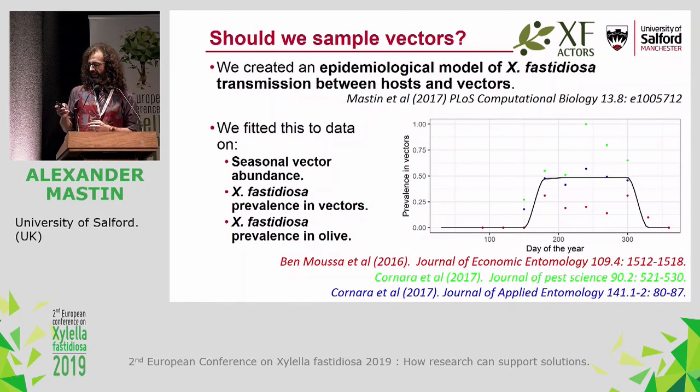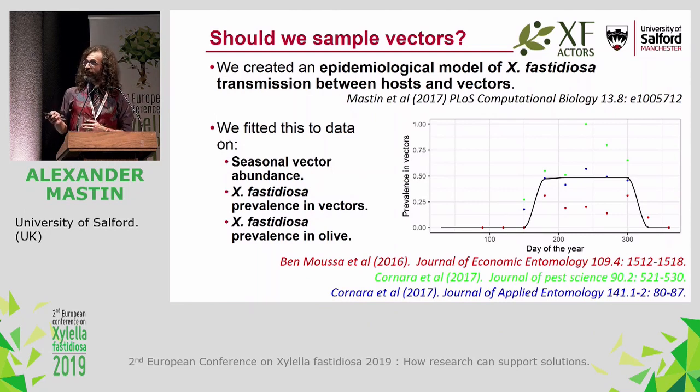Now that's not really the case for Xylella, because we have this very seasonal pattern of infection in vectors, where all vectors are uninfected when they first emerge, and then they rapidly become infected, and then the infection declines as the population levels drop.